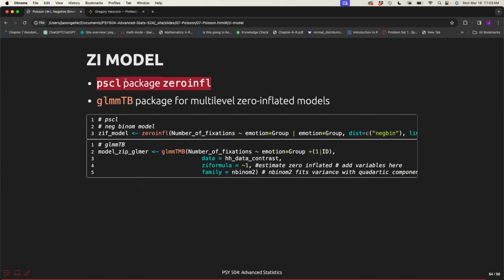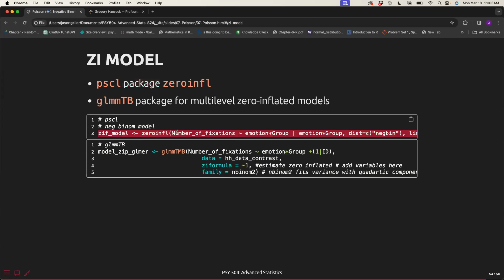So there's two packages that we can use to model this zero-inflated process. If we're going to use non-nested data, so between subject variables, we can use the zeroinfl function from the pscl package. And if we have nested data or correlated data, we can use the glmmTMB package and function to model that. And I have two examples highlighted here of how we can fit these types of models.